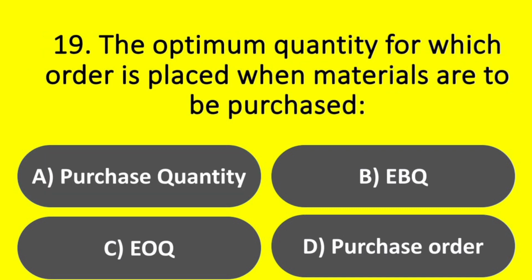The optimum quantity for which order is placed when materials are to be purchased? Options. A, purchased quantity. Option B, EBQ. Option C, EOQ. Option D, purchase order. Answer option C, EOQ.